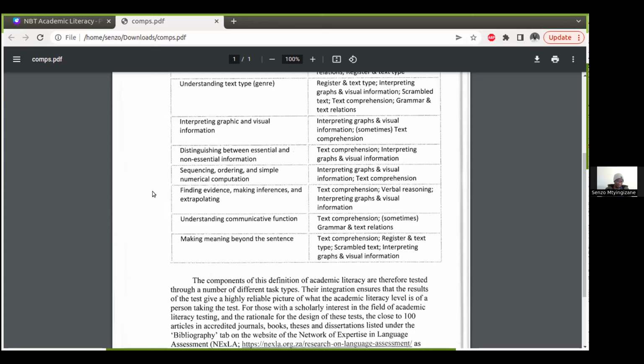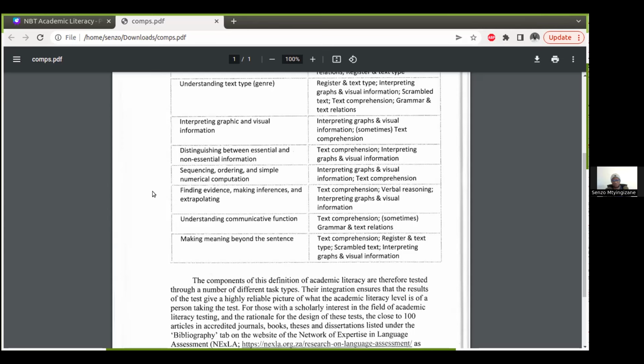Cool. The next component that's going to be tested is your ability to sequence, order, and compute simple numerical information. So again, that will involve interpreting graphs and some visual information, and then you also have to be able to comprehend text. You can see that text comprehension even comes when you're doing things like quantitative literacy. That's because when you do quantitative literacy, there's still literacy in there. So there's going to be stuff that's written about the graph, and then you get the graph. So you need to be able to understand the information before a graph, understand the graph, and then after that, you should be able to answer questions.